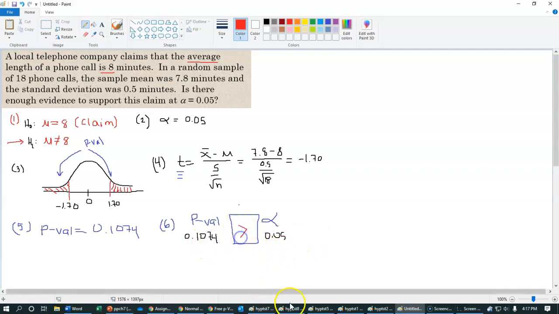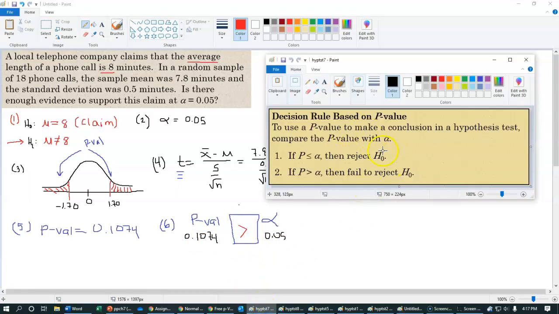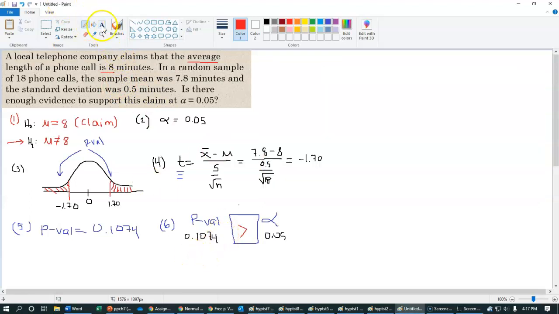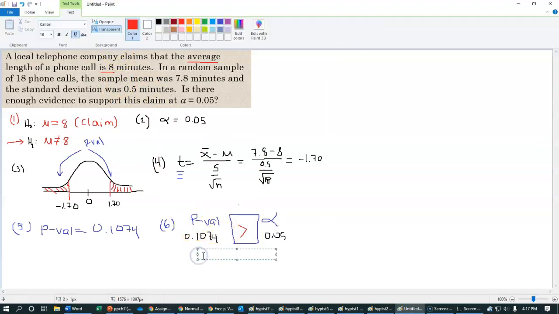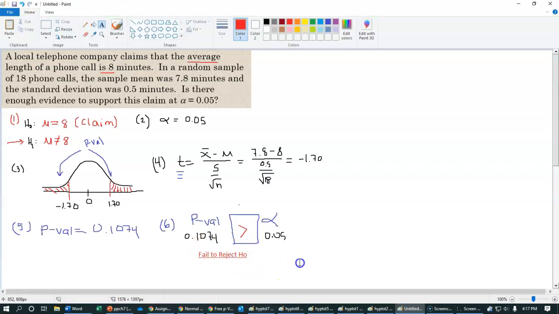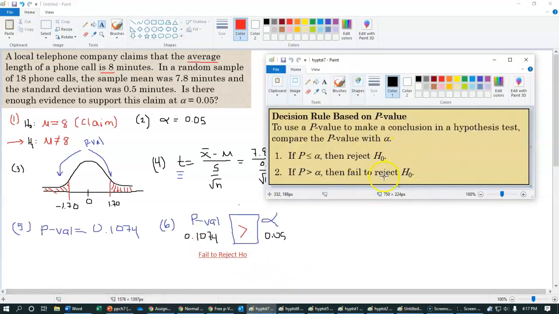It's bigger. And according to the chart that I put in the lecture notes, when the p-value is bigger than alpha, what will be our decision? It will be fail to reject H0. That's what I'm going to type here. Fail to reject H0. That's what the chart says. That's how you make the decision.